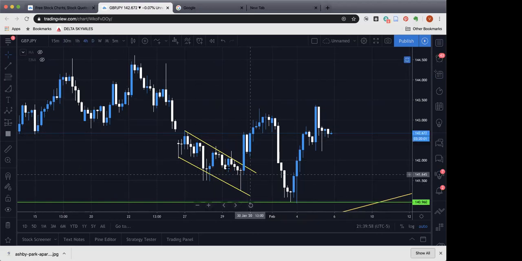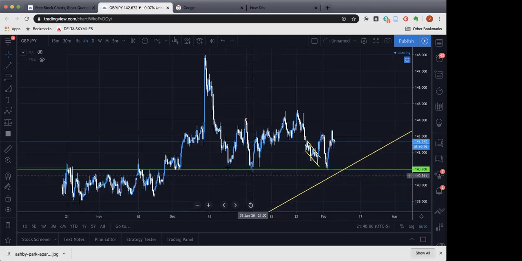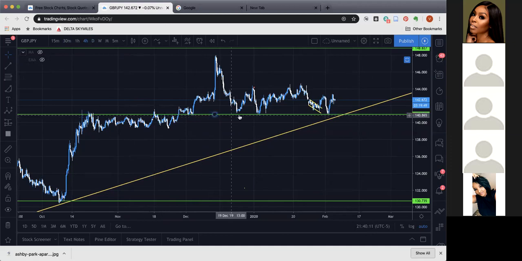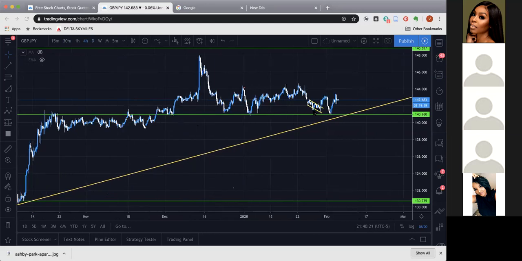Notice, look at this. But look at price. Price is telling you what it's going to do. Look, this was resistance that became support. It pretty much stayed in this zone. It has not moved. It has not jumped. It's pretty much been respecting the zone. You see that?